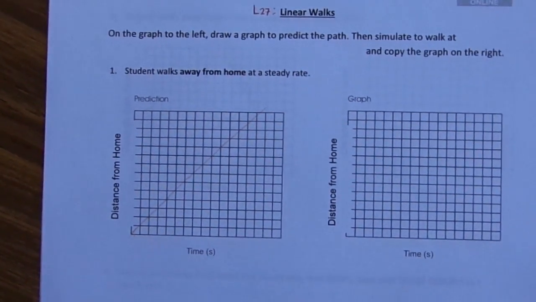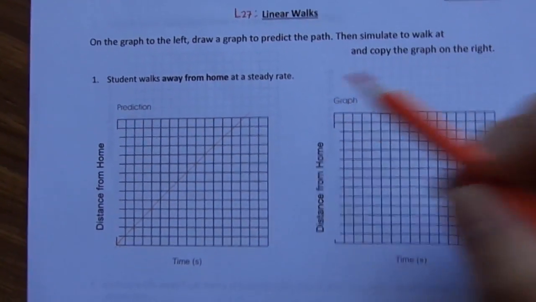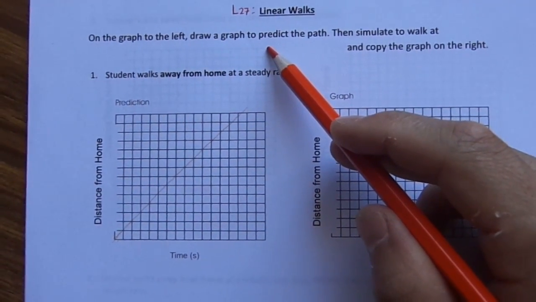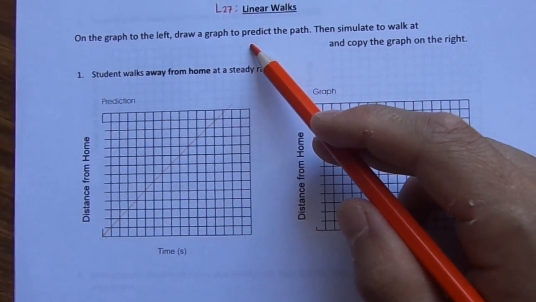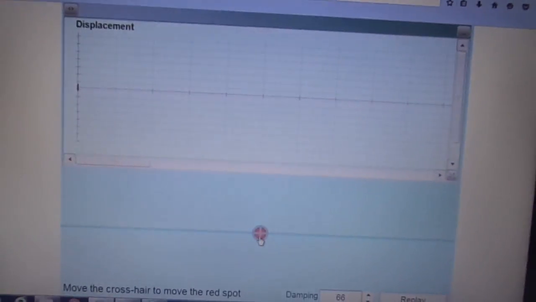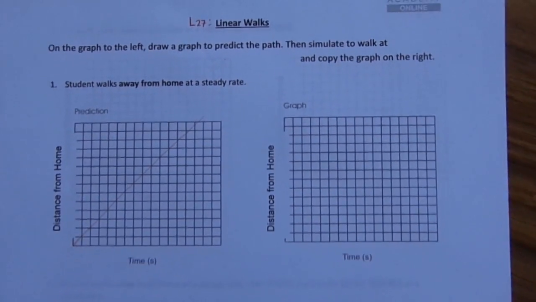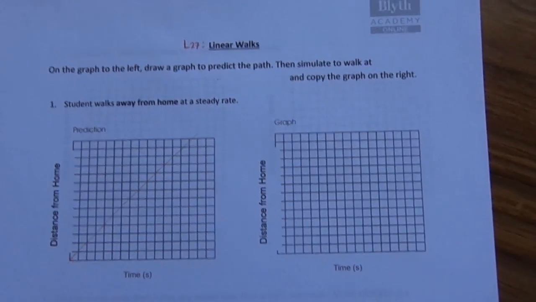Okay? Now, to check your answer, go to the website that's supposed to be here. On my sheet you don't see it, but on your sheet you should see a link. If you open it on your computer, click the link itself and it should lead you directly to this. Okay, so here's how this works. On the graph on the right, that is the actual distance from home based on this applet. Okay, so the student walks away from home at a steady rate.